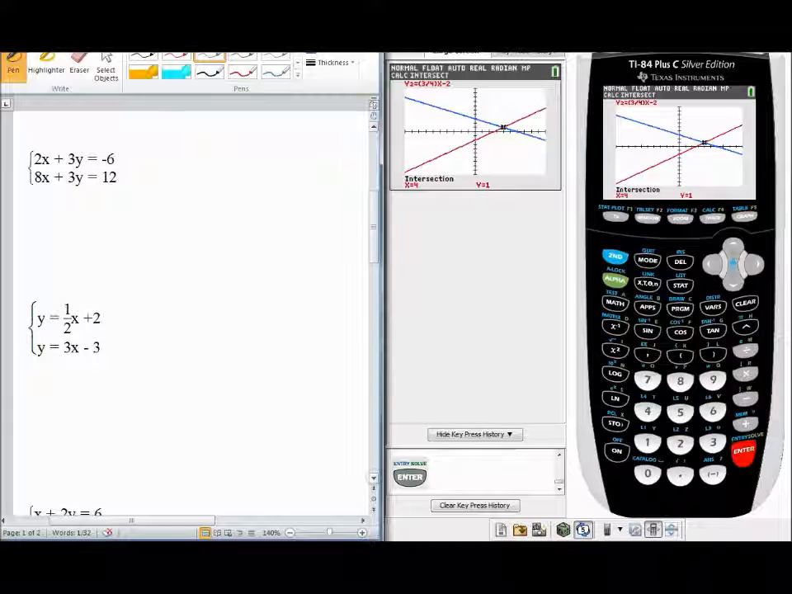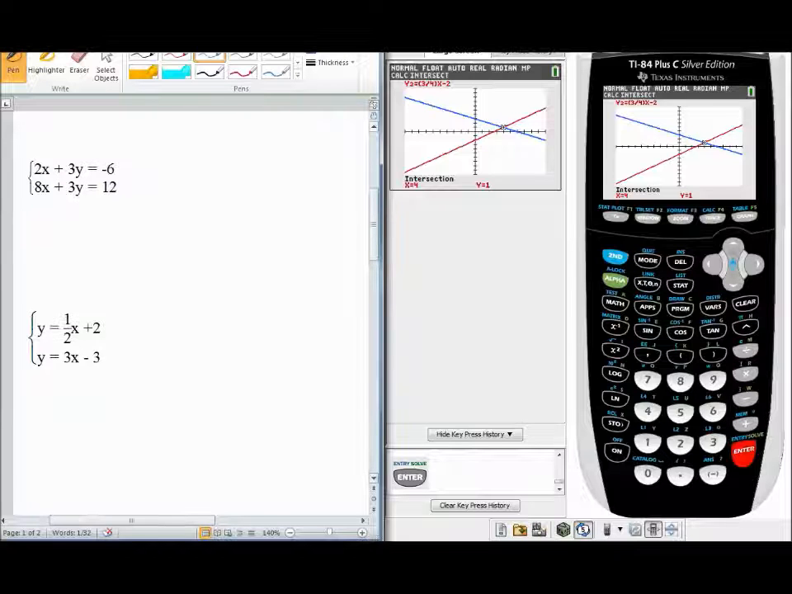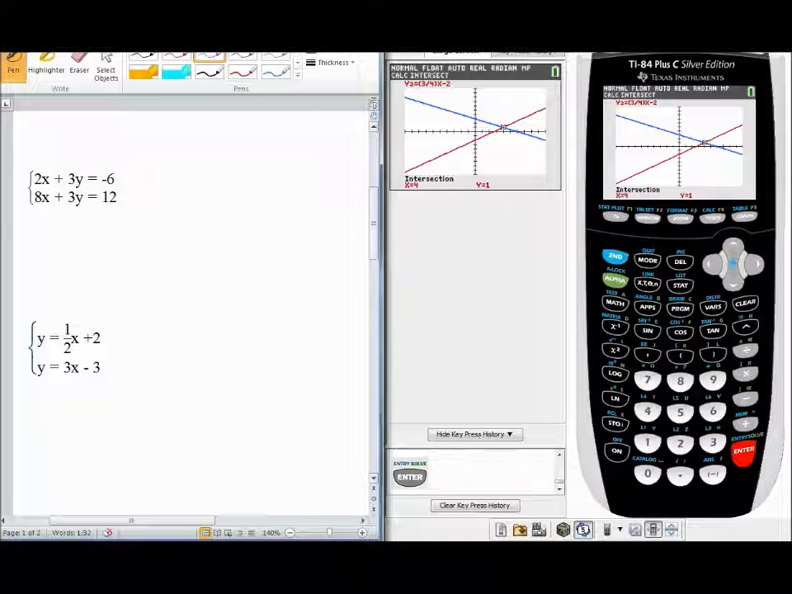Now this next one, clearly you see it's not in slope-intercept form. It's in standard form. First rule is that it has to be in slope-intercept form. So I'll go ahead and put them in slope-intercept form. I'm going to call the first one y1 because that's where I'm going to put it. Okay. The first equation, I have 2x plus 3y equals negative 6.